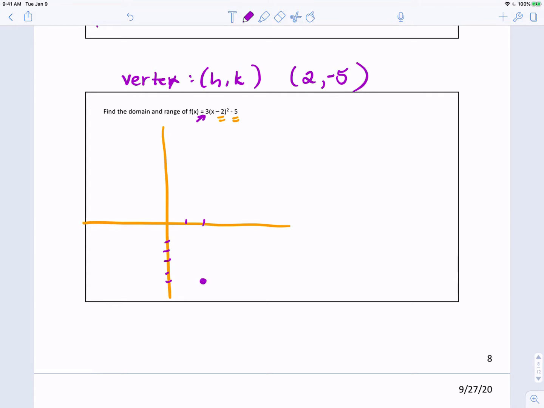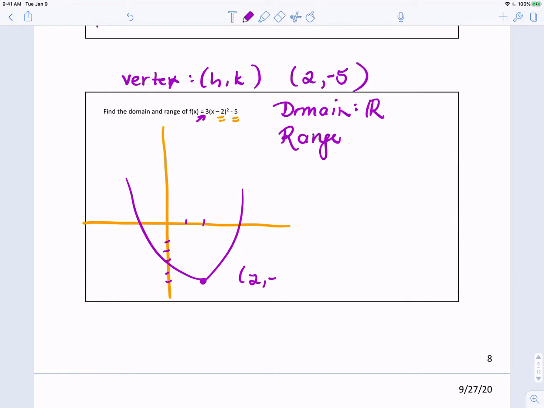Because a is positive, we know it's going to open upward. So that's a very rough sketch of what this parabola might look like. Domain, always the set of all real numbers. The range, again, we're going to key in on our vertex. Our vertex is the point (2, -5), and we're going to start on the y-axis and go from lowest to highest. So the range would be from -5 all the way to infinity.